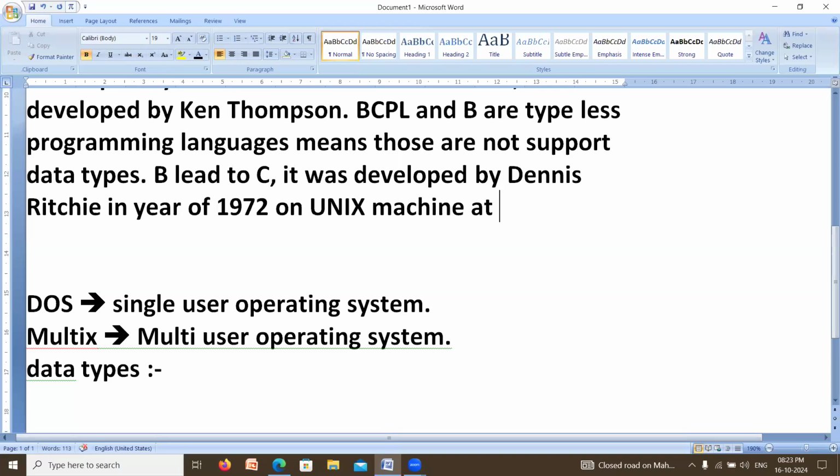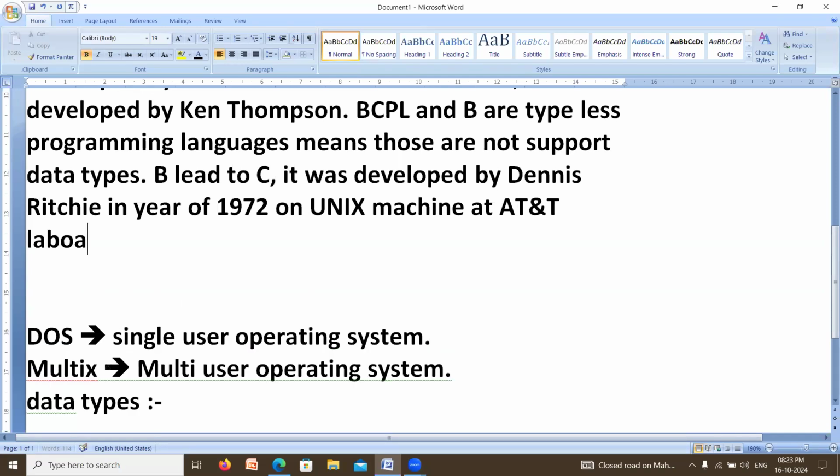The laboratory name is AT&T laboratory. In this laboratory, on this computer, in 1972, the C language was developed. Who is the developer? Dennis Ritchie is the developer of the C language.